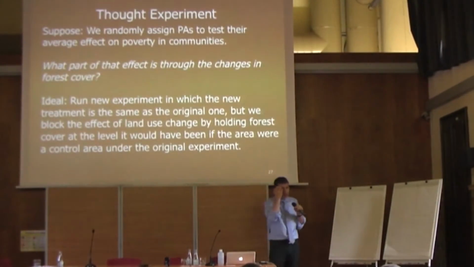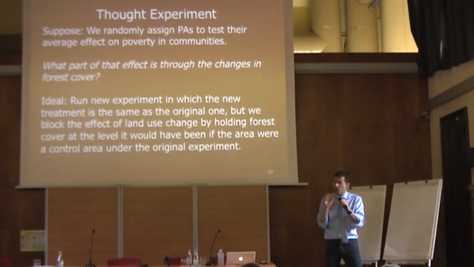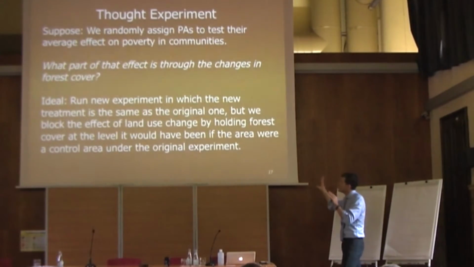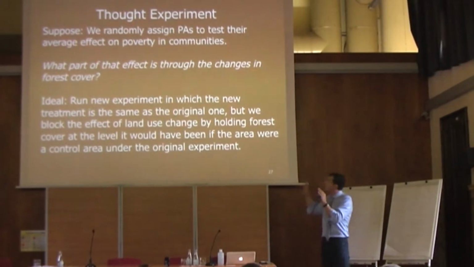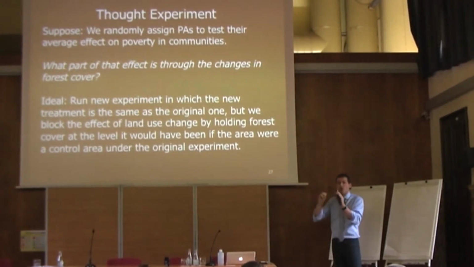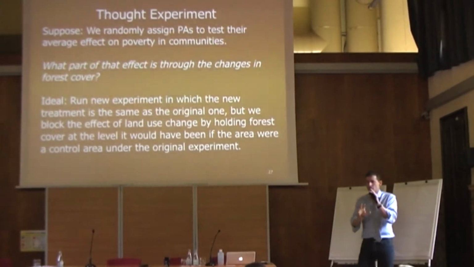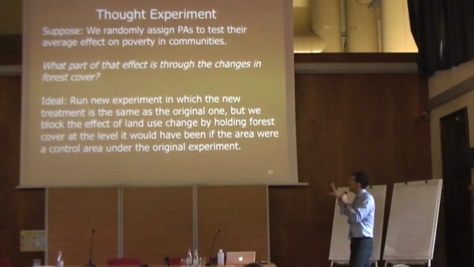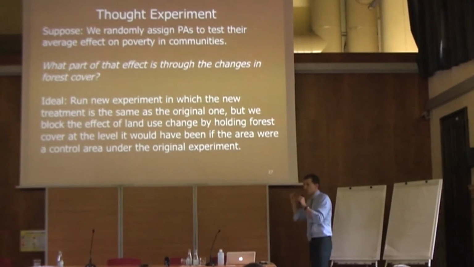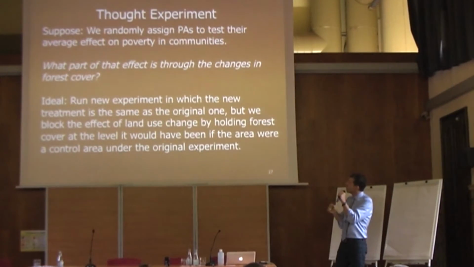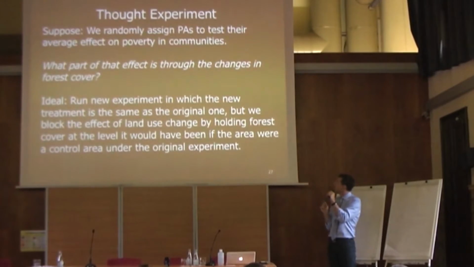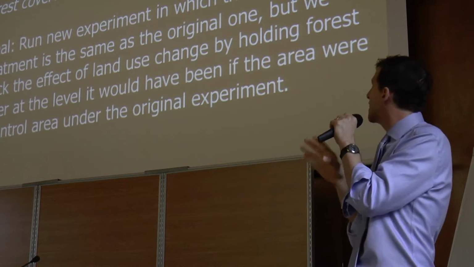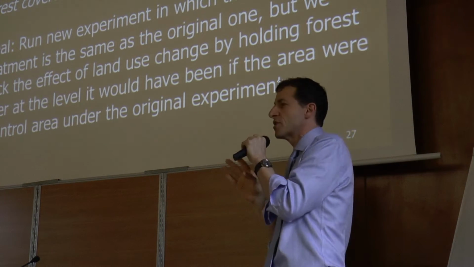All right, so to give you a thought experiment to help make this more concrete. Suppose we randomly assign PAs, protected areas, to test their average effect on poverty in communities. What part of that effect is due to changes in forest cover? Let's pick one of those mechanisms, changes in land use. Ideally, you would run a new experiment in which the new treatment is the same as the original one, same protection, but we block the effect of land use change by holding the forest cover, if it's a forest community, at the level it would have been if the area were a control area under the original experiment.